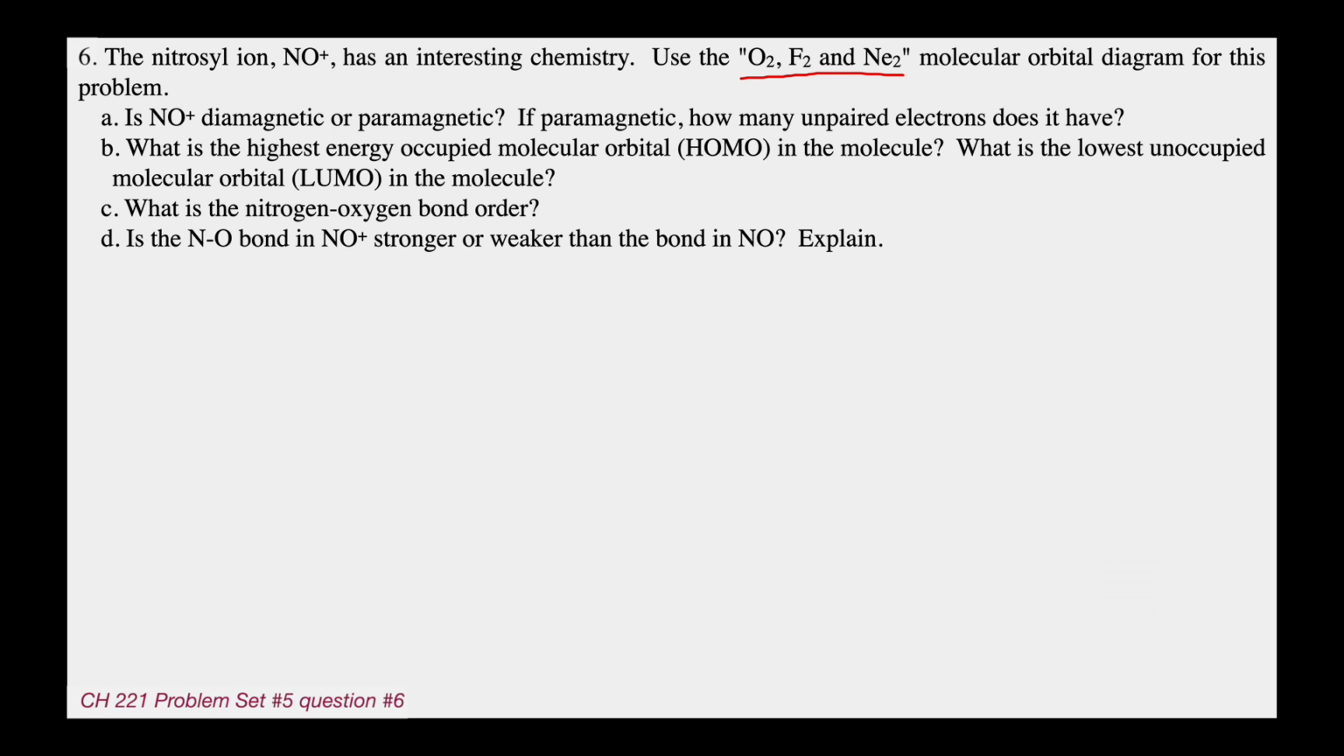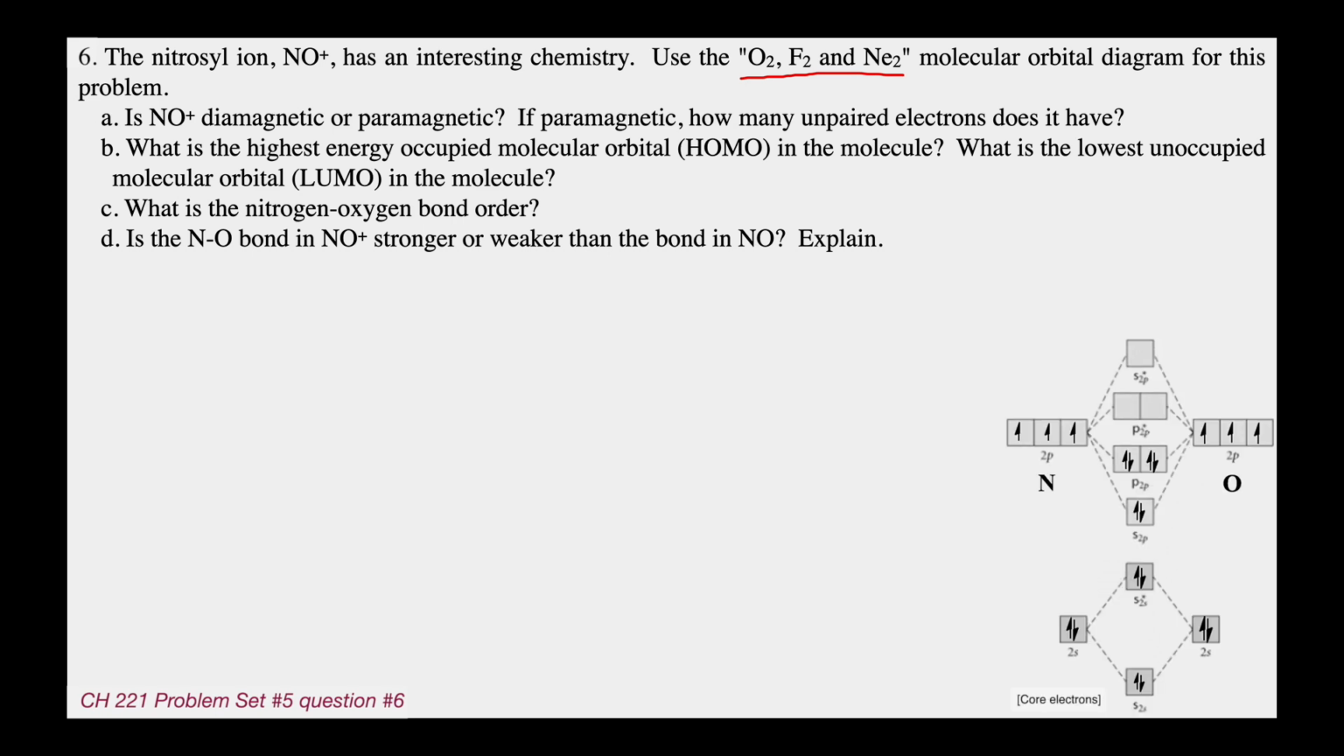Anyway, then this question: is NO+ diamagnetic or paramagnetic? How many electrons? It talks about the LUMO and the HOMO. What's the NO bond order? And is NO stronger or weaker than NO+? Well, of course, you have to start by drawing the molecular orbital diagram. And we're using the OFNE, the 1, 2, 2, 1. And like the dioxygens, the 1s and 2s interactions are going to be totally filled and honestly not that exciting.